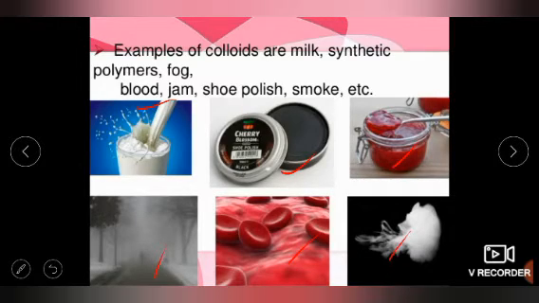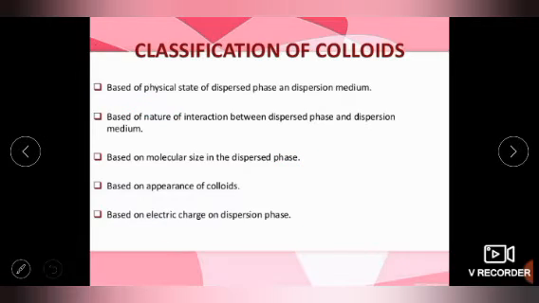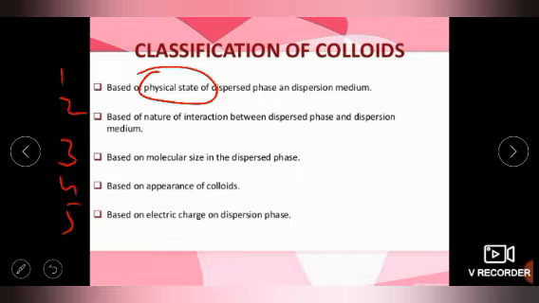These are examples of colloid particles. Now if we talk about classification, colloids are classified on 5 bases. First is on the basis of physical state of dispersed phase and dispersion medium.